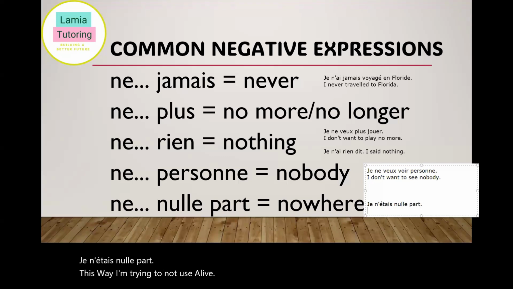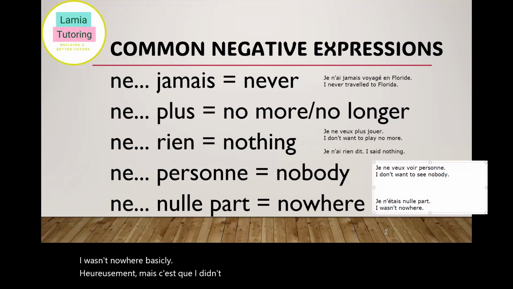Or nowhere to be found. Je n'étais nulle part. I was nowhere. I wasn't nowhere, basically. I didn't go anywhere, basically. That's what I want to say over here.